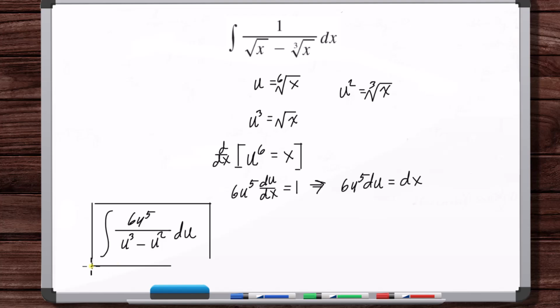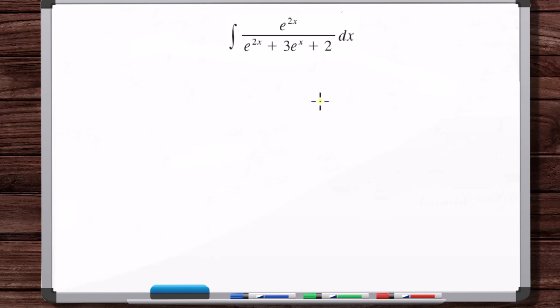Okay, there's no root here, right? But here's an example of where you can think about potentially making a substitution. To me, if we say that u is equal to e to the x, then u squared is equal to e to the 2x, right? And then we know that du/dx is e to the x, so du is equal to e to the x dx.